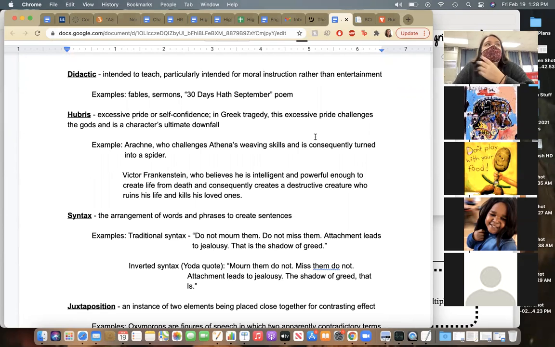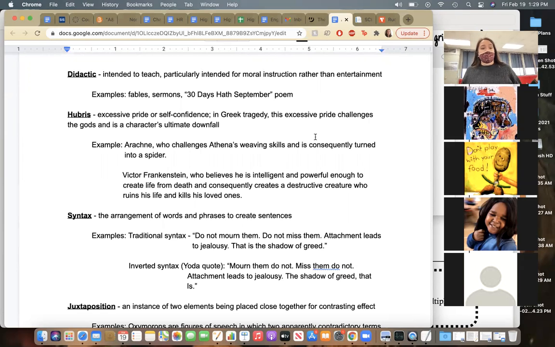Hubris. Hubris is a term that we take from Greek drama, Greek tragedies. It means excessive pride or self-confidence, and specifically how this excessive pride challenges the gods and is a character's ultimate downfall. It doesn't have to refer just to Greek mythology or drama. You can talk about it with anything.